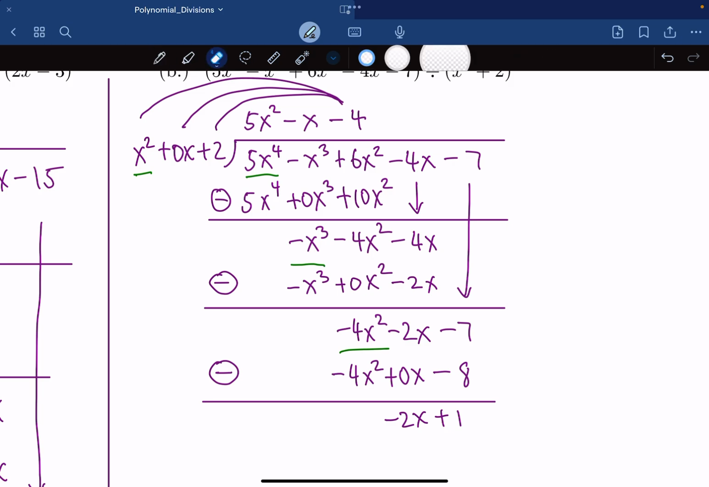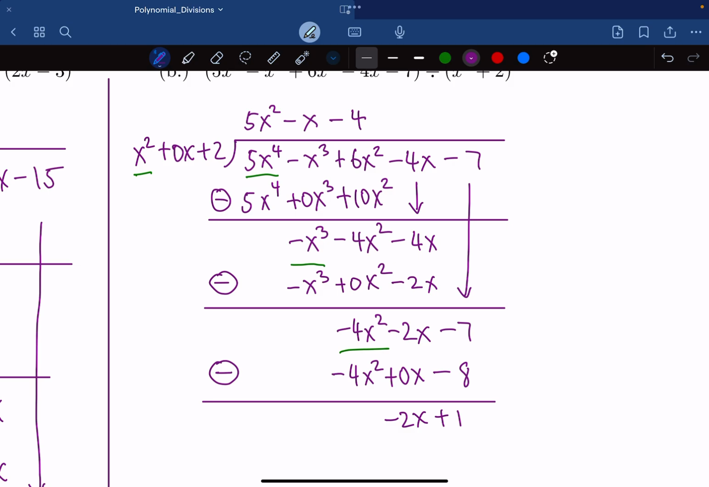And at this point, I notice that the degree of my polynomial on the bottom is 1, right? The degree of this polynomial is 1, whereas the degree of my divisor is 2. So just like before, when the degree of my polynomial that's left inside the long division is less than the degree of my divisor, I know that's the end of my division, right? I can no longer perform any sort of division. So that right there is the remainder.